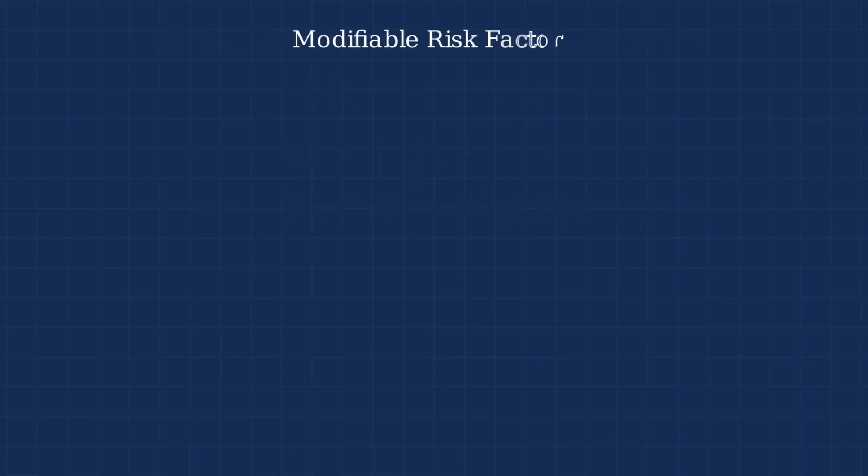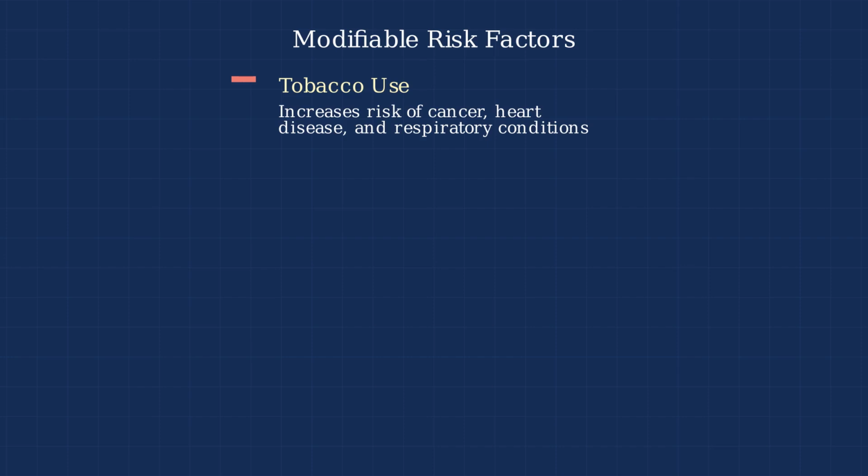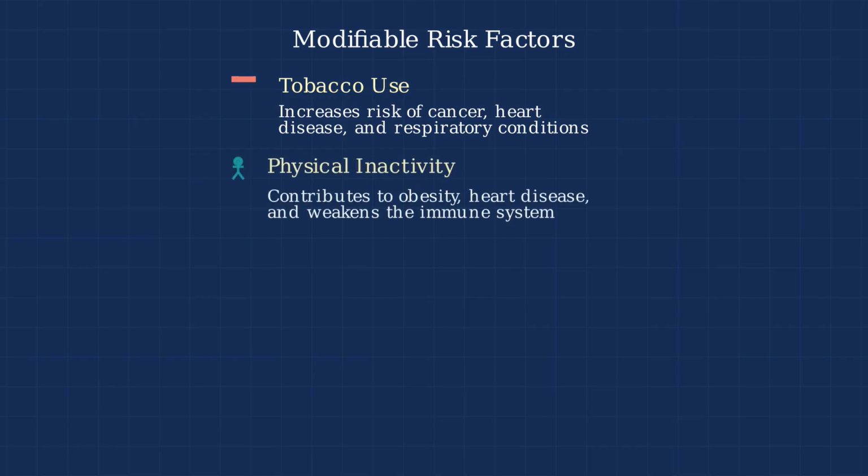Modifiable risk factors are behaviors we can change to reduce our risk of developing NCDs. Tobacco use significantly increases the risk of lung cancer, heart disease, and chronic respiratory conditions. Even secondhand smoke exposure is dangerous. Physical inactivity contributes to obesity and heart disease, while also weakening our immune system and decreasing overall health.